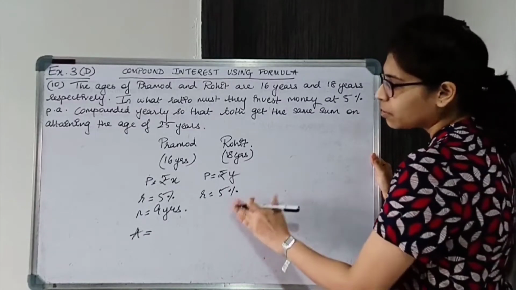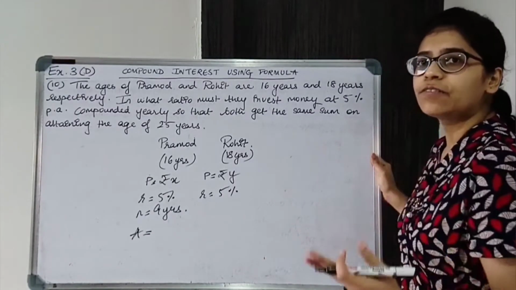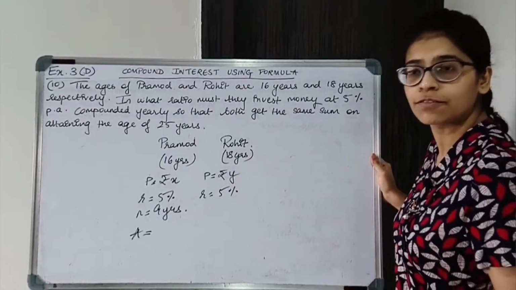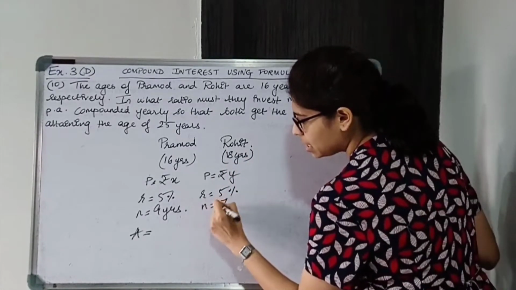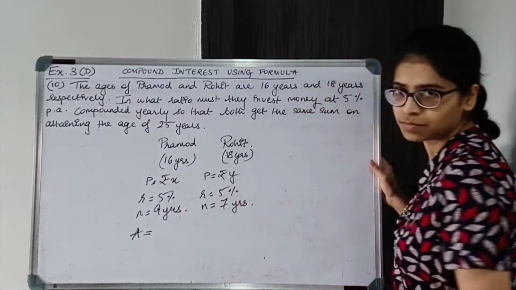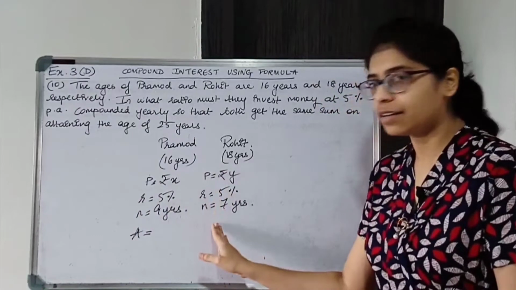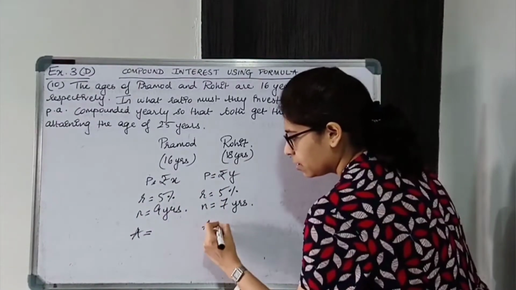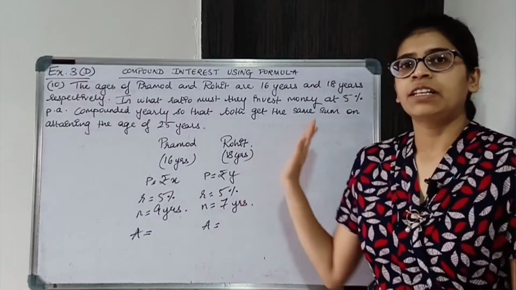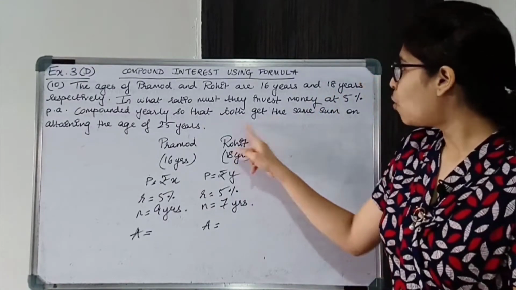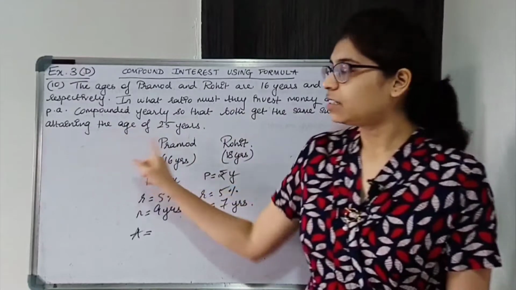Now, for Rohit, he will turn 25 after 7 years. 18 plus 7 gives 25. So N is 7 years in this case. So we know P, R and N over here. Rohit will also get a certain sum of money when he turns 25. Now, both get the same sum on attaining the age of 25 years.